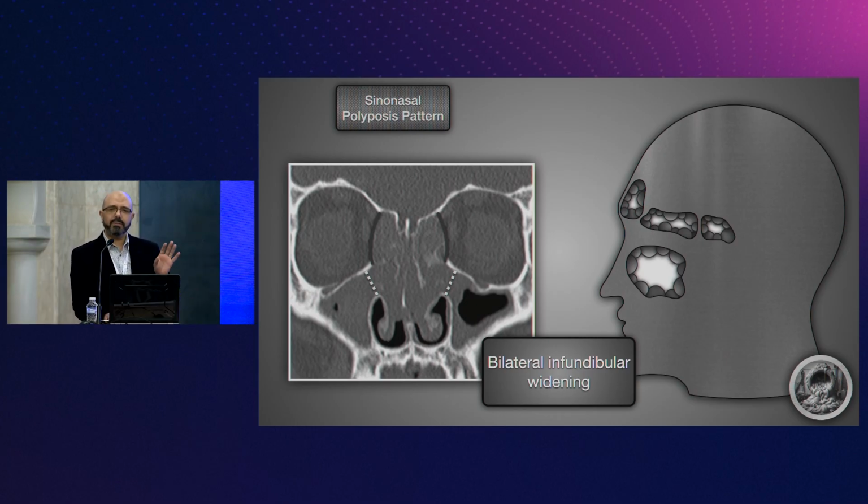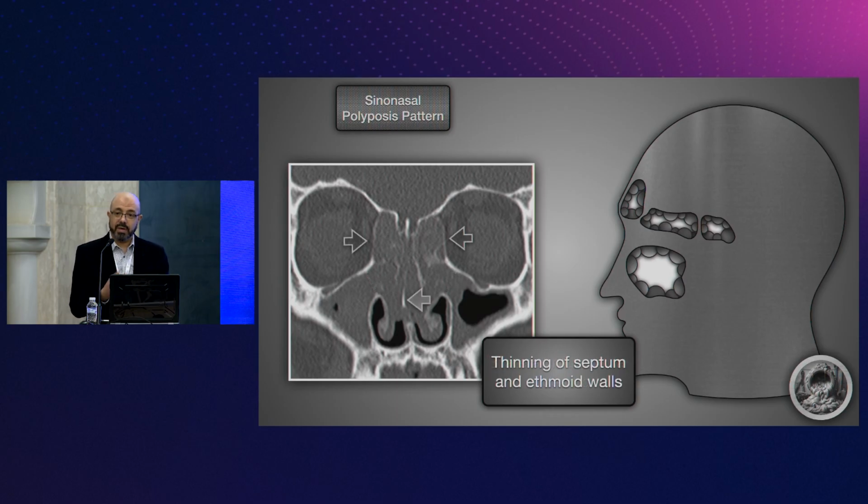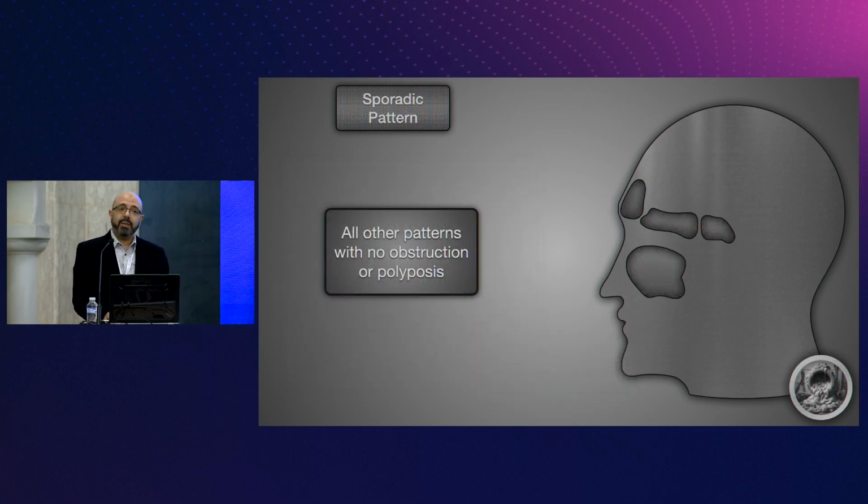Usually, you'll find that the inferior aspect of the nasal cavities is spared. Because of the high vascularity in these polyps, you'll find some rarefaction, osteolysis of the bones. So you'll find a very thin lamina papyracea, and a very thin, rarefied nasal septum as well. The sporadic pattern is anything else, apart from these 4 obstructive patterns.